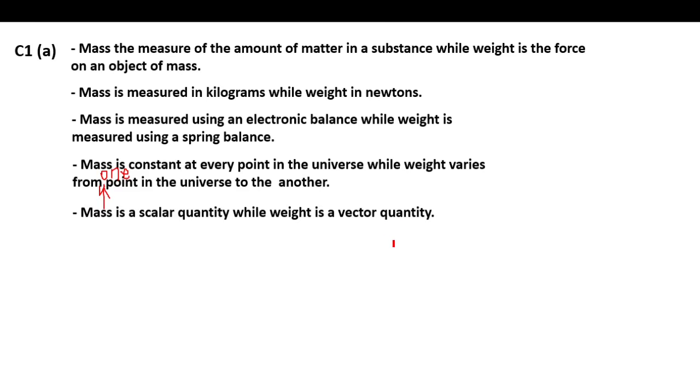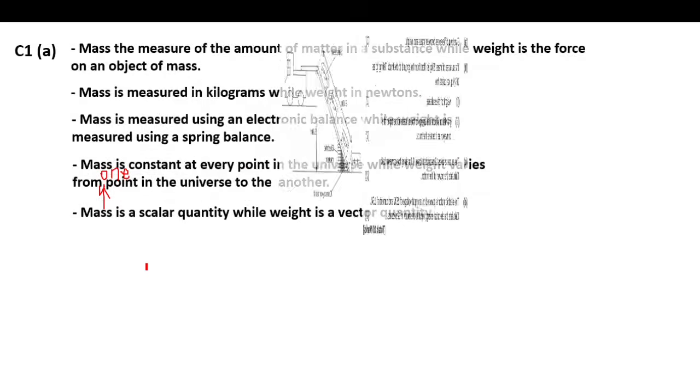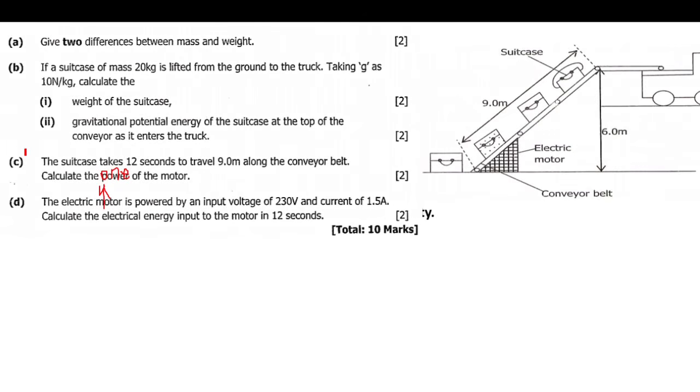All right, so let's continue with our answers. Let's go to B. B says if a suitcase of mass 20 kilogram is lifted from the ground to the truck, taking g as 10 newtons per kilogram, calculate the weight of the suitcase.